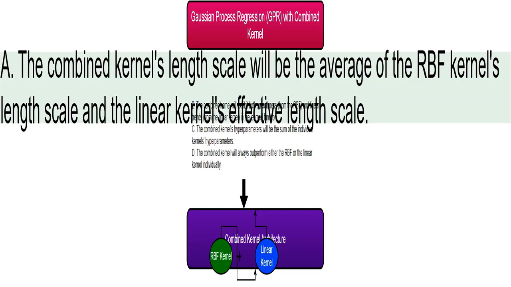This statement is incorrect. I won't simply average the length scales. Instead, the model will optimize each kernel's hyperparameters, like the length scale of the RBF, individually, finding the best values during the learning process. Think of it like finding the perfect balance between two ingredients in a recipe. I don't just average the amounts.